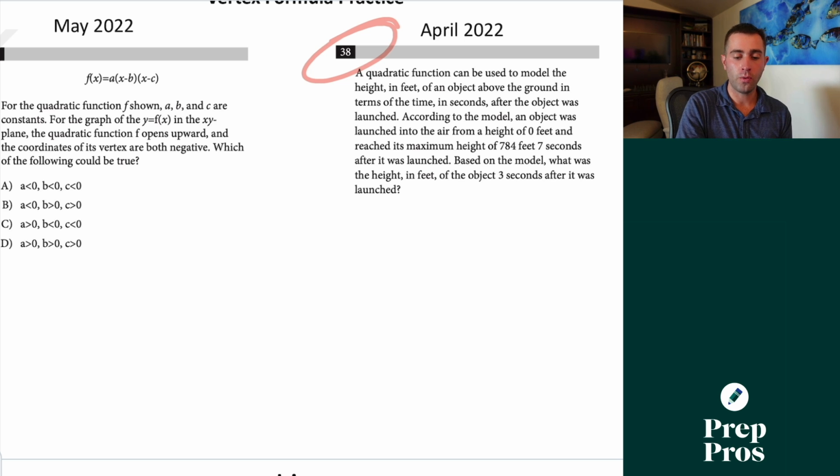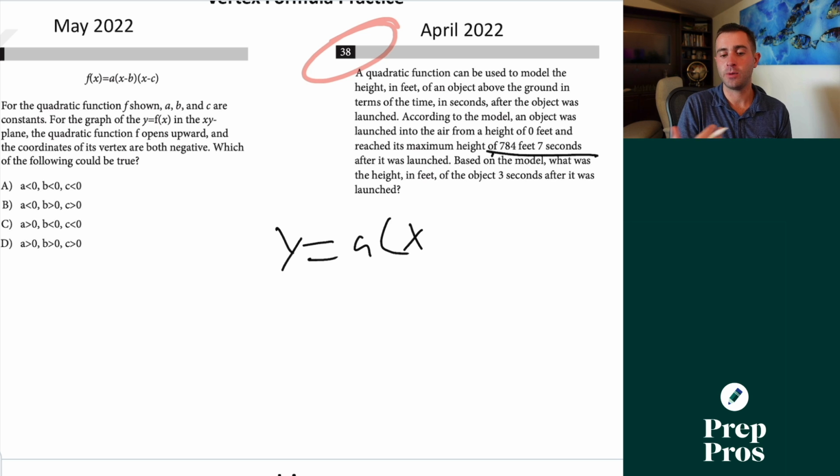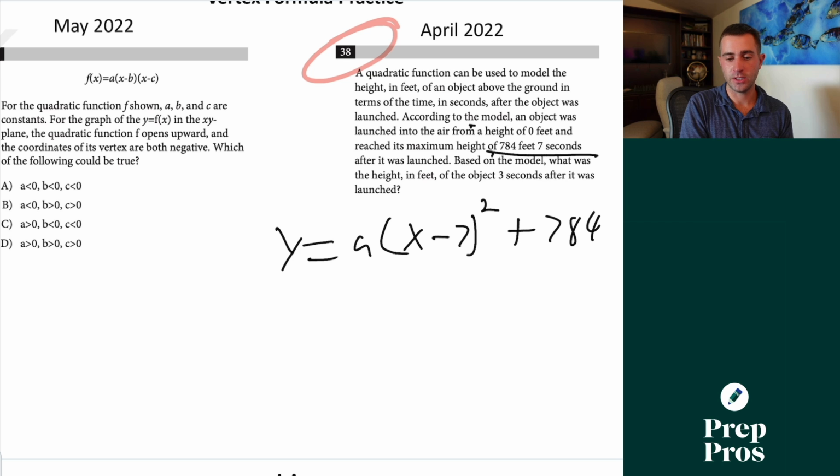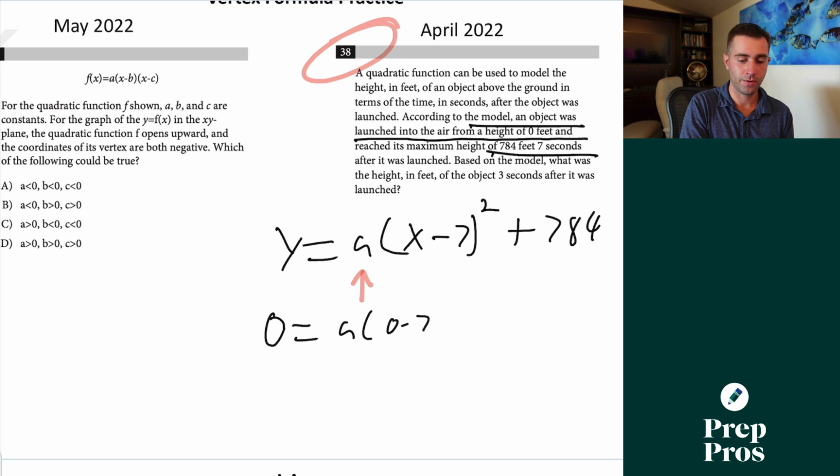Well, what we know here using that vertex formula is we don't know the a value, but we know the maximum height. So seconds is going to be our x portion, height is going to be our y portion. So we can do a times (x minus 7) squared plus 784, and what we also know is according to the model, an object was launched into the air from a height of 0 feet. So this also means the point (0, 0) is going to appear on the graph. So we can solve for a by simply plugging in 0 for y and 0 for x, and then we can solve for a from there.